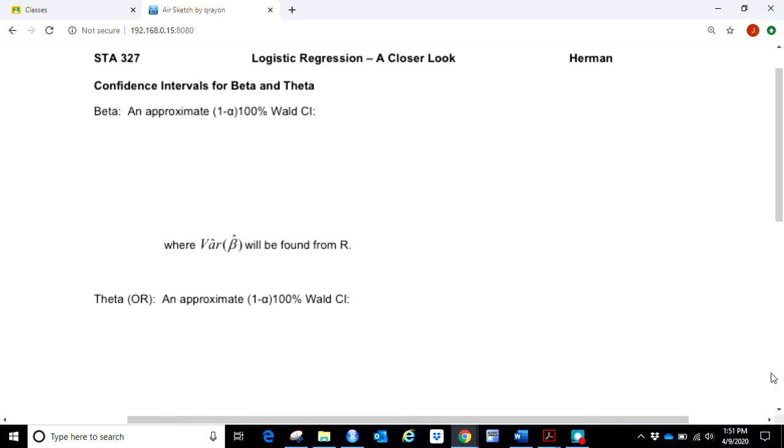So first, let's just think about what, for beta, our slope-ish looking parameter, what its Wald confidence interval would look like. So what I'd want to do is take my estimate, which would be beta hat, plus or minus our z, which would be based upon our confidence level, times some type of standard error. More specifically, in this case, the standard error is going to be the square root of the estimated variance of beta hat.